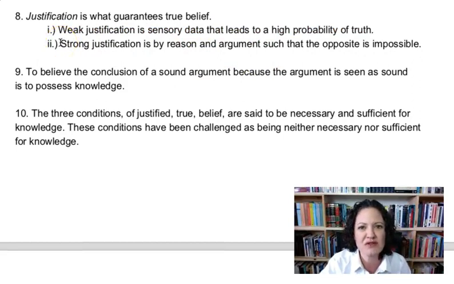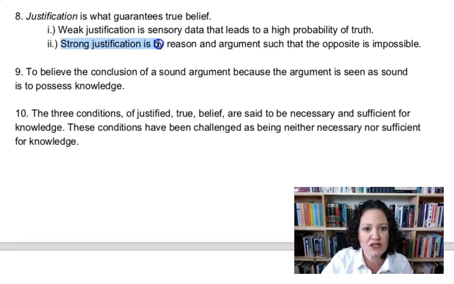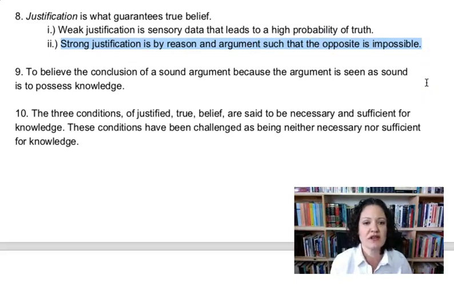And probably this is good enough for everyday stuff, like my car in the parking lot, what I had for breakfast. But for big beliefs, philosophical beliefs, especially the kind Socrates is looking for, requires more. It requires strong justification. So here's a definition that would be more like Plato's definition. Strong justification is by reason and argument such that the opposite is impossible. This is going to lead to indubitability. It's going to certify we have a true belief. So strong justification is by reason and argument such that the opposite is impossible.